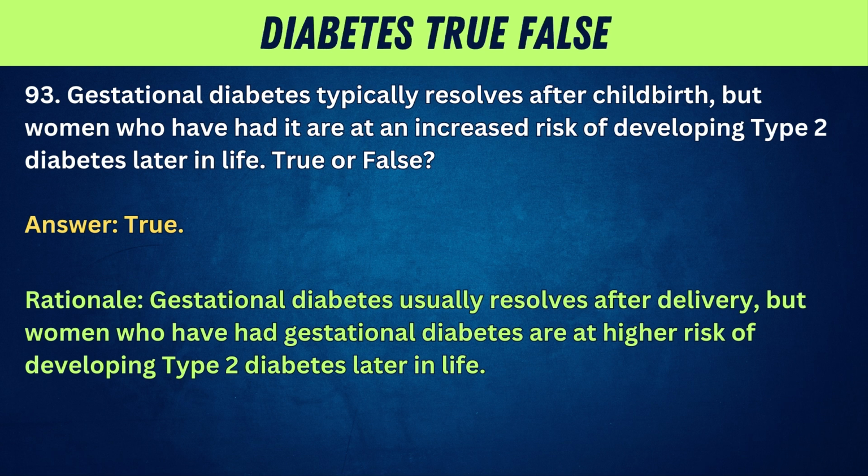93. Gestational diabetes typically resolves after childbirth, but women who have had it are at an increased risk of developing type 2 diabetes later in life. True or false? Answer: true. Rationale: gestational diabetes usually resolves after delivery, but women who have had gestational diabetes are at higher risk of developing type 2 diabetes later in life.